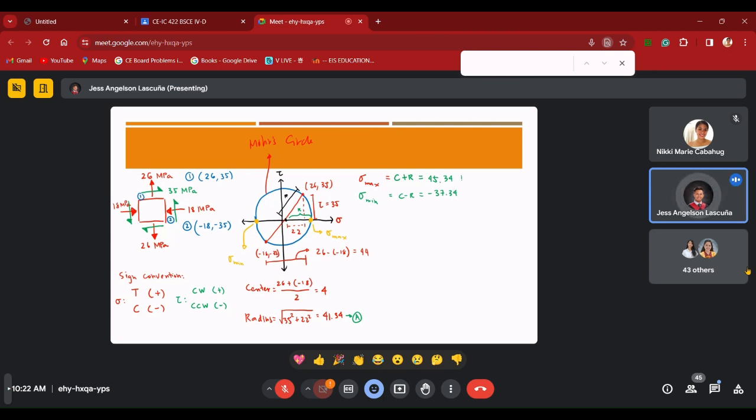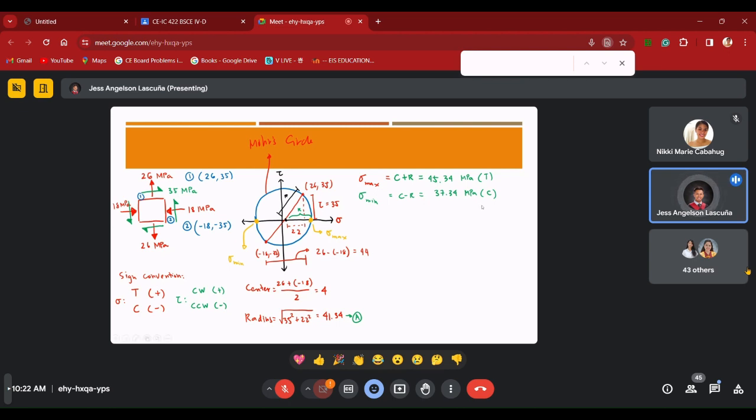So this is in MPa. The maximum is in tension since it is positive, and for the minimum we remove the minus sign and write compression.